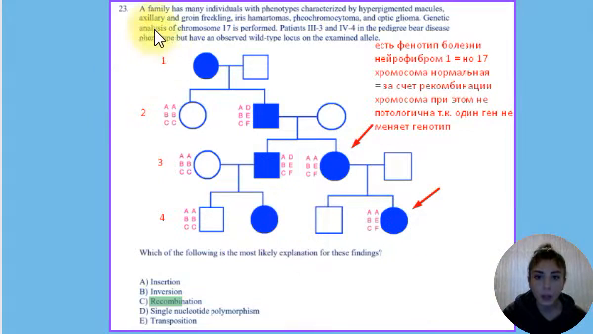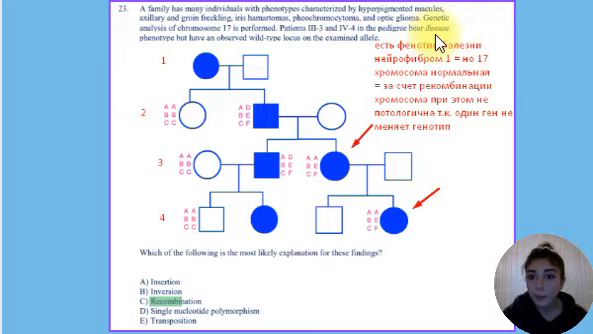So here we see a question. A family has many individuals with a phenotype characterized by hyperpigmented macules, axillary and groin freckles, iris hamartomas, pheochromocytoma, and optic glioma. What's the diagnosis? Neurofibromatosis, right? So, in our head, genetic analysis of chromosome 17 is performed because neurofibromatosis is associated with NF1 gene mutation in chromosome 17, right? So patient 3-3, like this patient, and 4-4, like this patient. In the pedigree, we see that these patients have the disease, right?